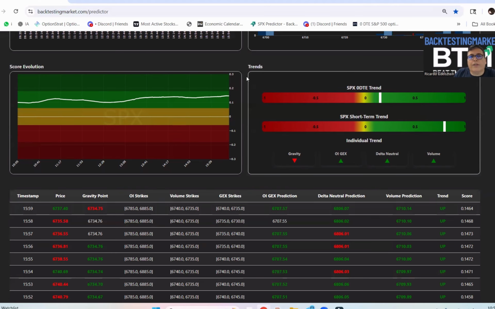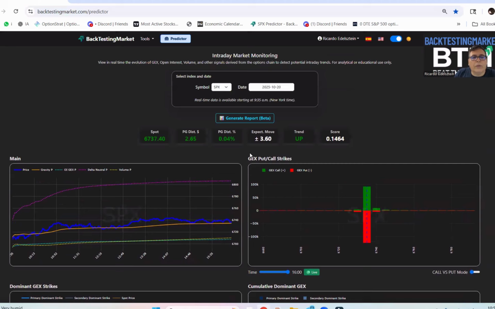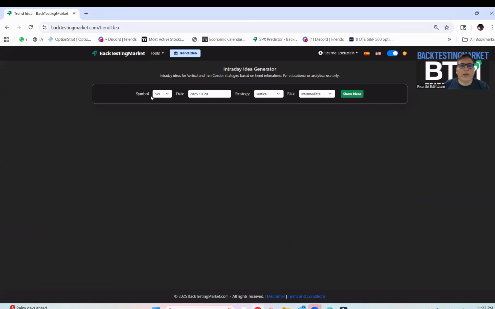Also, we have here the trend. The one at the bottom is the SPX short-term trend that will show you where the market is going in the proximity time. And the SPX 0 DTE is where the market will go during the rest of the day. In this case, the market is closed, but it was an uptrend. Let's go now to the trend ideas.